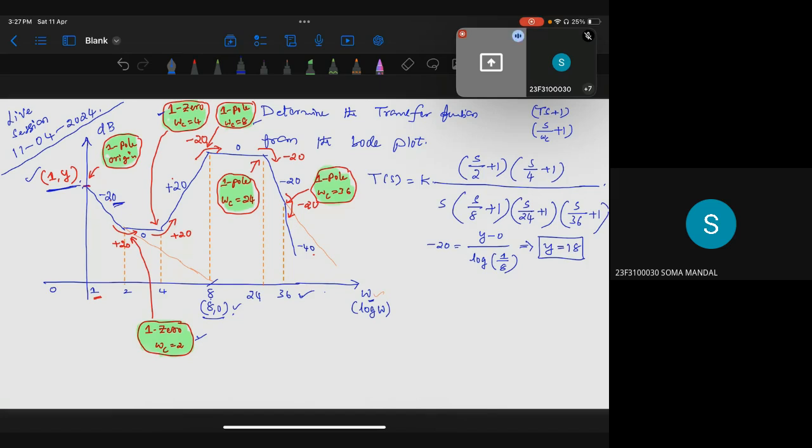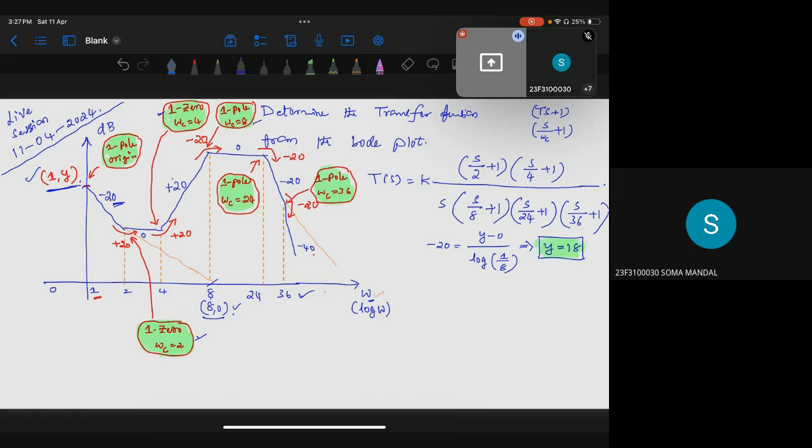So in all Bode plots, the x-axis is logarithmic and the y values are dB values. Y in dB, 18 dB. The x-axis is logarithmic. That you must understand, because the x-axis is not simple, instead it is a logarithmic scale. So you now get y as 18.